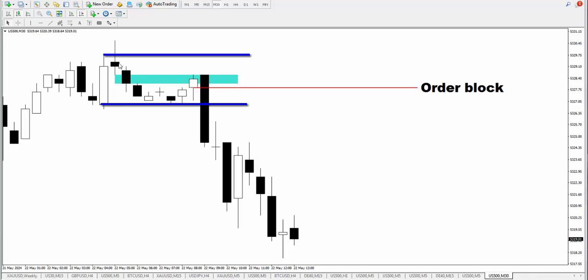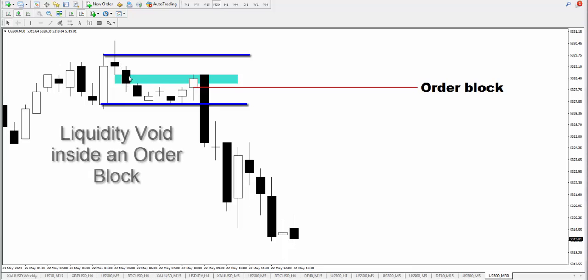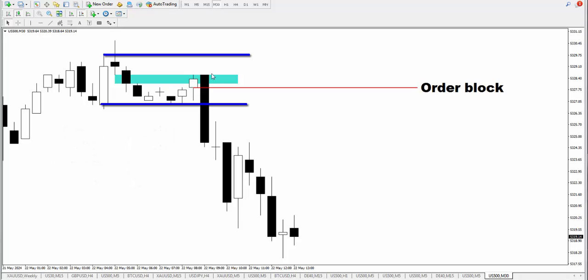Also, as this market came down, we've got a liquidity void. You can see here, price sliced through this area. So bottom of that wick to the top of the next wick. And that gave us a very, very good liquidity void. And the market pulled up and filled that to perfection and then fell away.